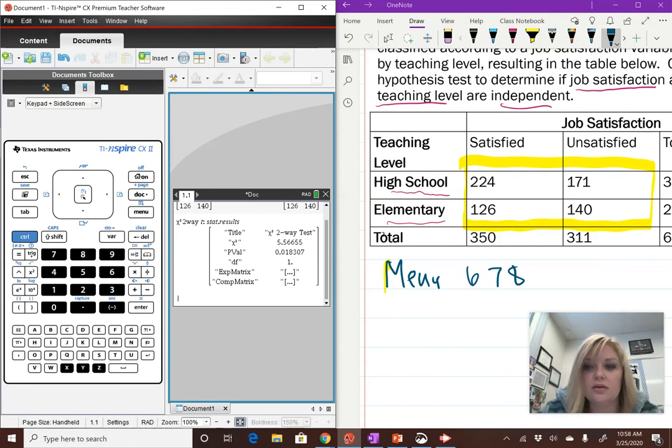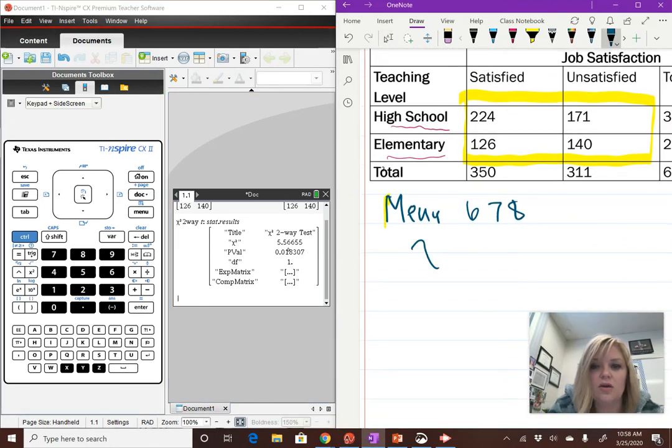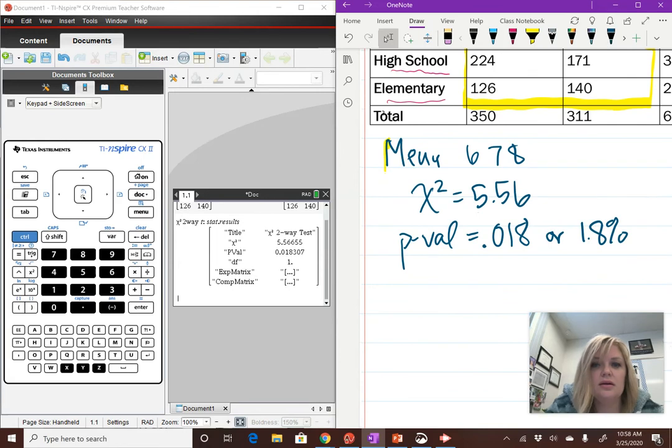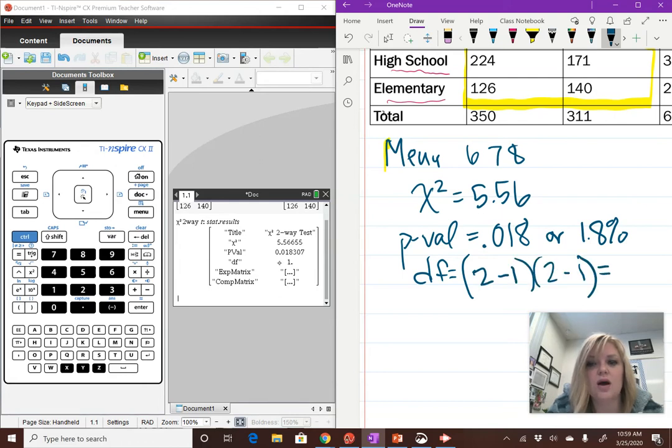There's your chi-squared, which is your test statistic. So we always put that down. Chi-squared is 5.56. So therefore the p-value is 0.018 or 1.8%. Okay. Degrees of freedom, it actually says it there. It won't say how they got it, but the degrees of freedom, remember, was columns minus 1 times rows minus 1, which is why it's 1.